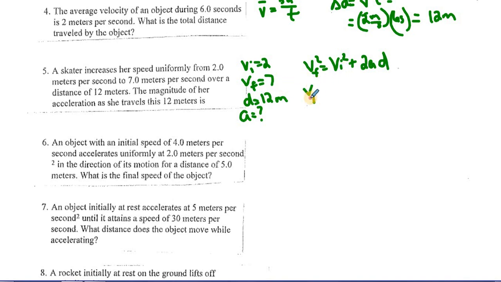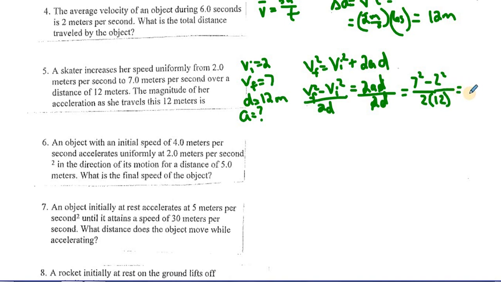All right, we're solving for A, so we have to do a little bit of algebra. We subtract the Vi squared. Okay, that equals 2AD, and then we divide by 2 times D. So it's Vf squared over 2D, minus Vi squared over 2D. Okay, plug in our numbers. We have 7 squared minus 2 squared over 2 times 12. Plug her in, and you should get 1.9 meters per second squared.